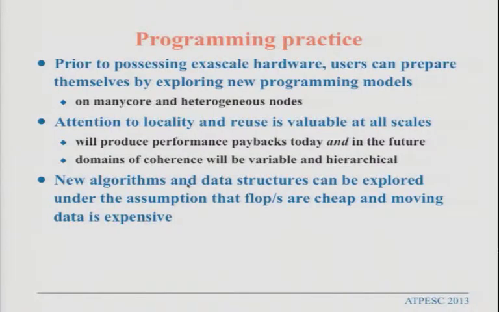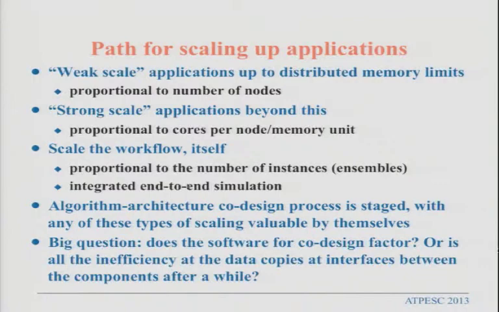So the path for scaling up really has three factors that I think multiply pretty well. There's the weak scaling, which is proportional to the number of nodes if you can afford to replicate memory for each of those nodes. We may be at the end of that. It may top out at around 1 million and maybe 64 to 128 petabytes at an exascale machine. Within that, we have to strong scale to get the number of cores up. And then there's the workflow scaling. Maybe a lot of petaflops machines can run independent instances of ensembles that have only weak statistical synchronizations in an integrated end-to-end simulation. So the algorithm architecture co-design process can be staged with any of these contributions being valuable in and of themselves and probably multiplying fairly easily together.